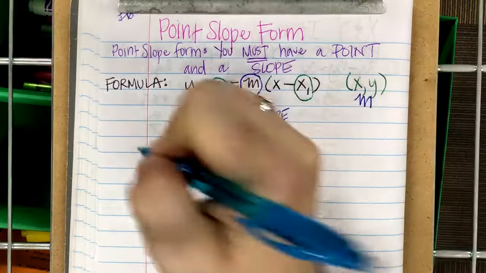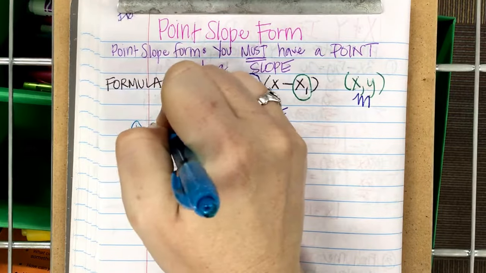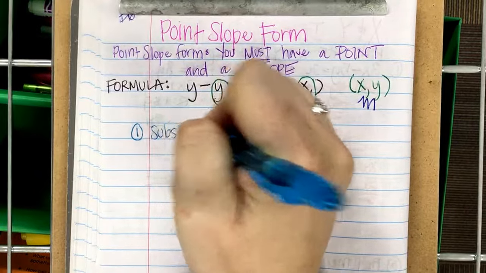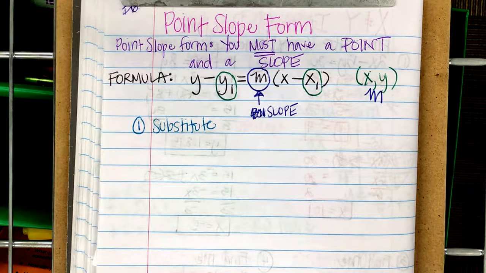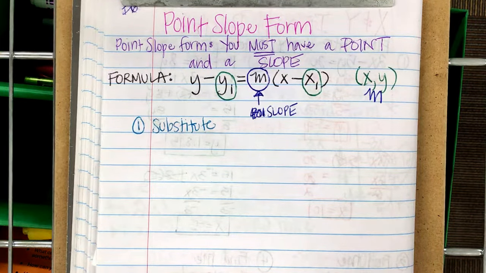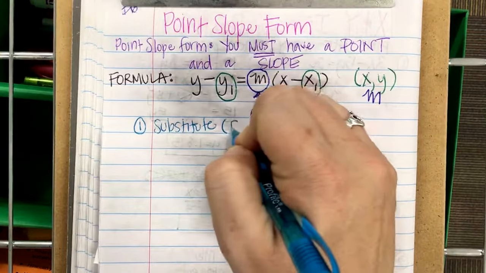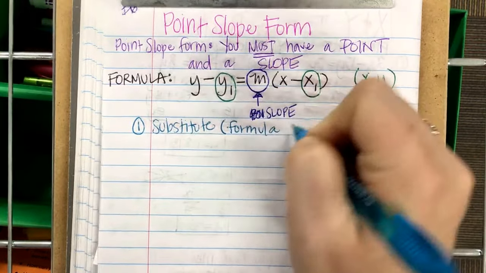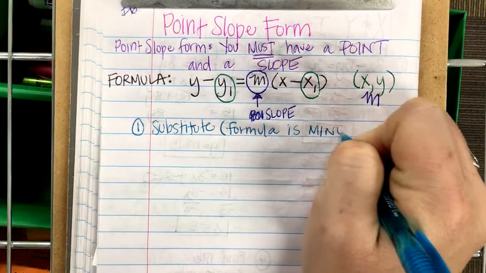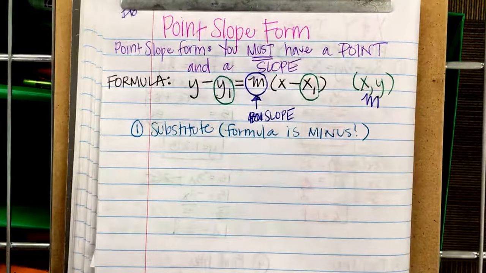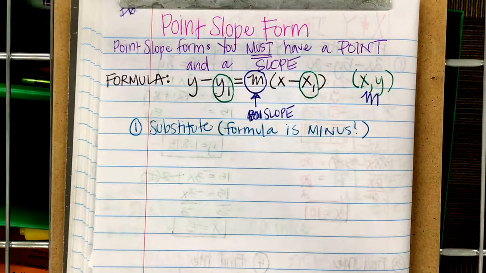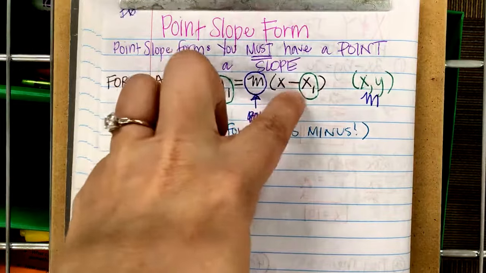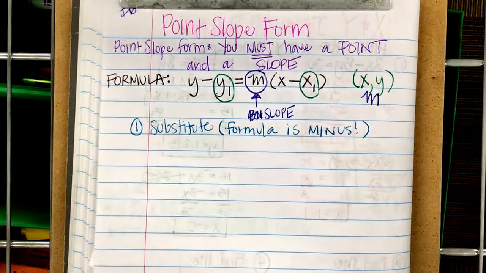So to do this, we're going to substitute. And the biggest mistake, the most common mistake, is you forget the formula is a minus. The formula has to be y minus, and then you substitute the value. The formula has to be x minus, and then you substitute the value.